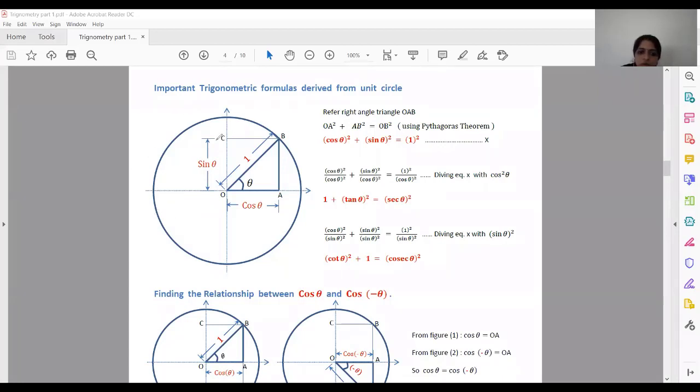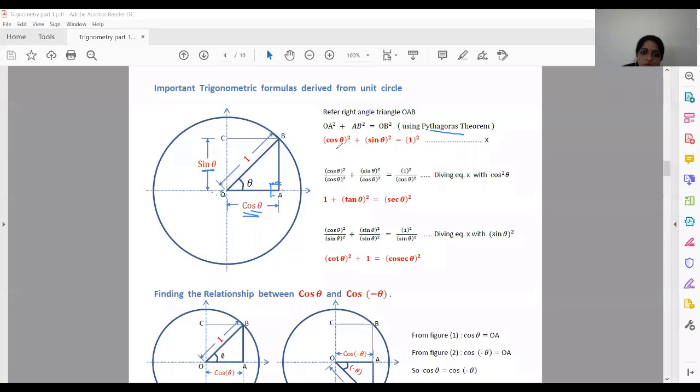We take here the same unit circle. Refer to the right angle triangle OAB. See, this is the right angle triangle. Now, this angle A is right angle. It means this OB is the hypotenuse. So, with the help of the Pythagoras theorem, we can say that OA square plus AB square is equal to OB square. And we all know that this OA is nothing but cos theta, and AB is equal to OC is equal to sin theta.